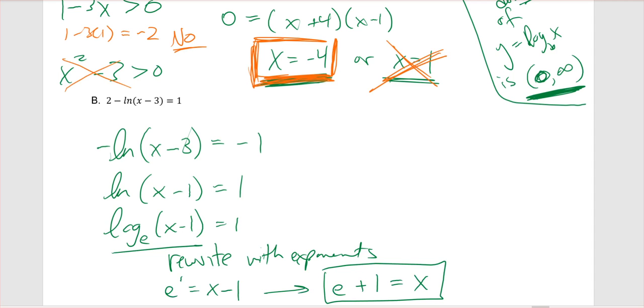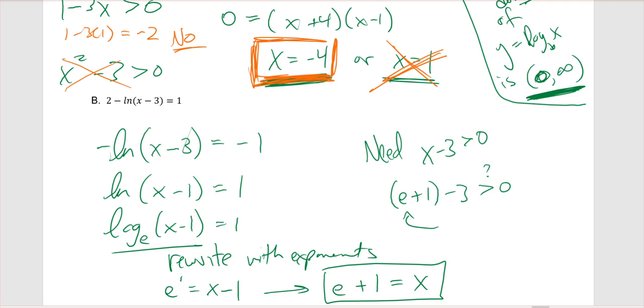And what we also should do is do the same thing we did on the other and just verify that we can plug that in there and that the argument position is positive. So we need x minus 3 to be bigger than 0. Well, if we put e plus 1 in there, we want to know, is that true?